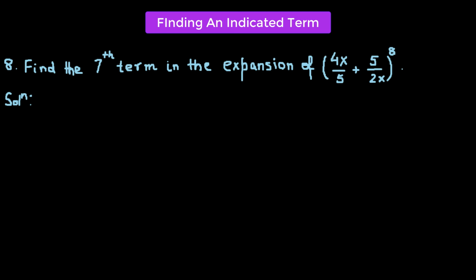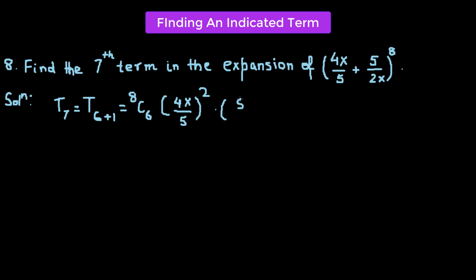So in this question, we have to find out the 7th term in the expansion of the given binomial expression. So the 7th term will be simply T7 is equal to T6 plus 1, which is equal to 8C6, and the first term as 4x over 5 raised to the power of 8 minus 6, which is square, times 5 over 2x raised to the power of 6.